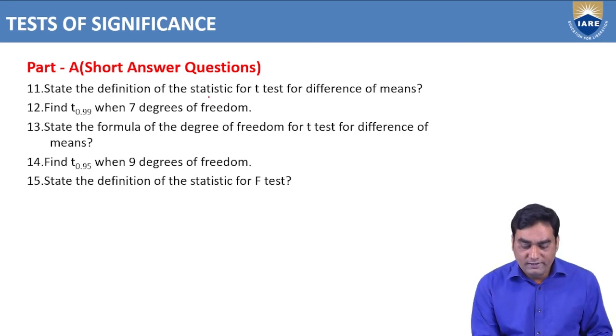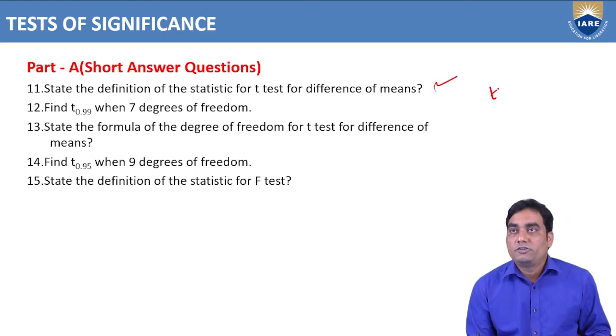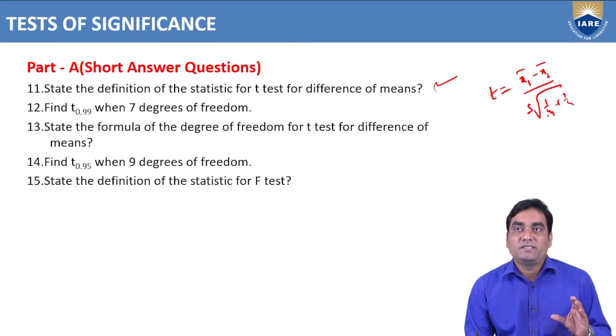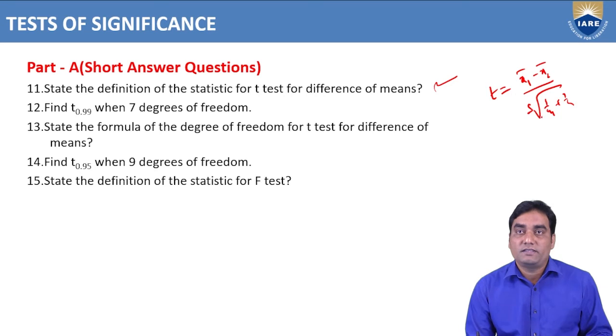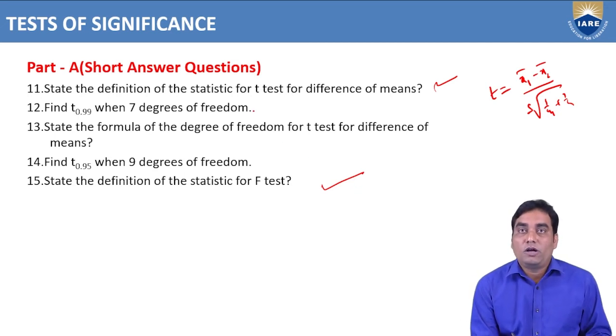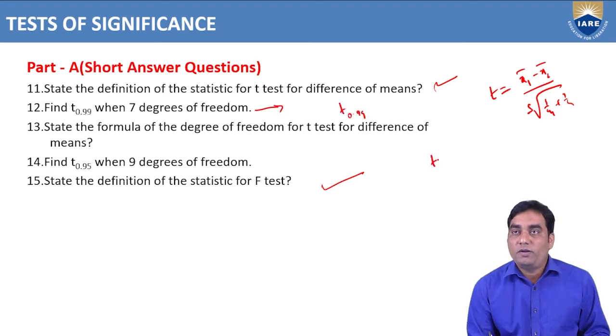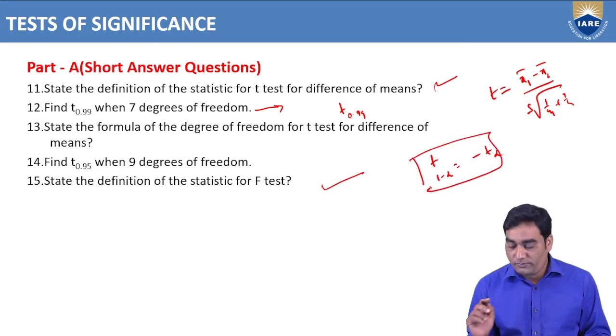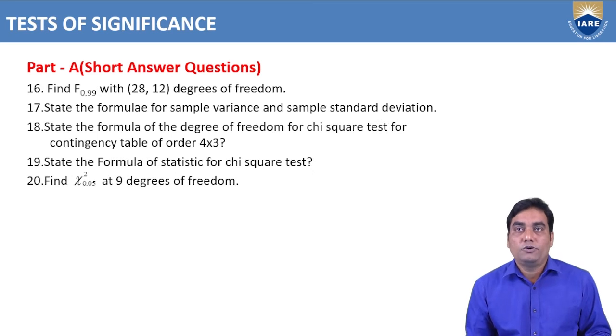Now, state the definition of the t-test for difference of means. The formula is x1 bar minus x2 bar by s into under root of 1 by n1 plus 1 by n2. That means we can check whether there is any significant difference between the means. For the f-test, we check whether there is any difference between the variances. Now coming to the 12th question, t of 0.99. We have a formula t of 1 minus alpha equal to minus t of alpha. Based on this, we can choose the value from the table. Like this, we can do all the values.